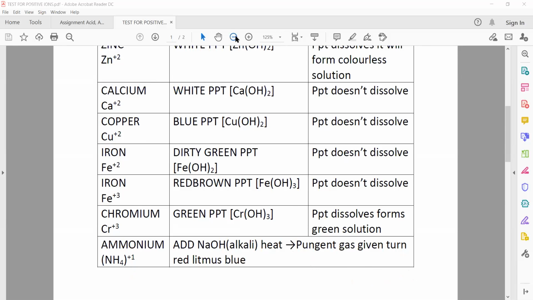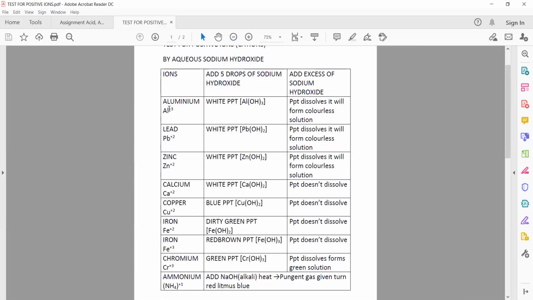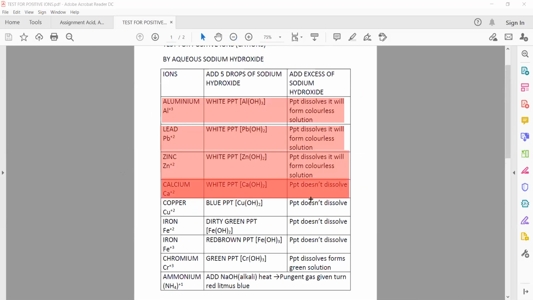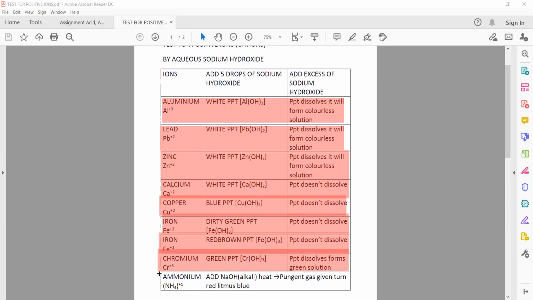Number 1, I'll repeat again. Look what happens if aluminum is there: the white precipitate dissolves. If lead is there, the white precipitate dissolves. Calcium, the white precipitate does not dissolve. Copper, the blue precipitate does not dissolve. Iron 2, the dirty green precipitate does not dissolve. Iron 3, the red-brown precipitate does not dissolve. Chromium 3, the green precipitate dissolves to form a green solution. And for ammonium ion, we add sodium hydroxide and heat, a pungent gas is given off, which is ammonia.